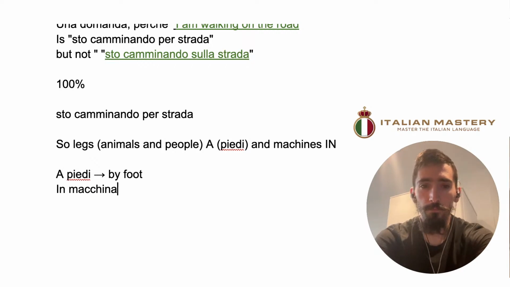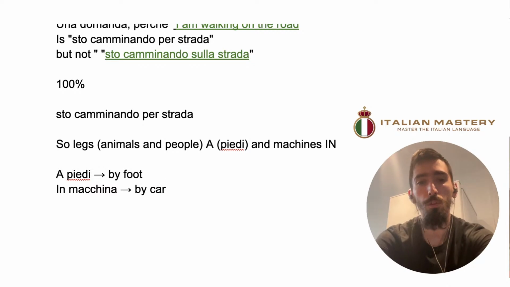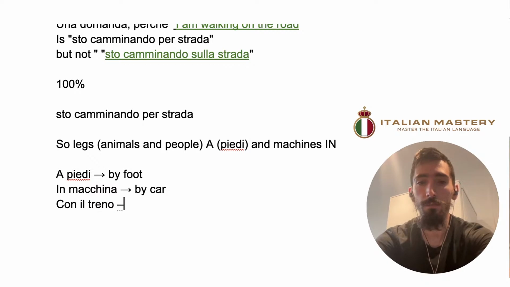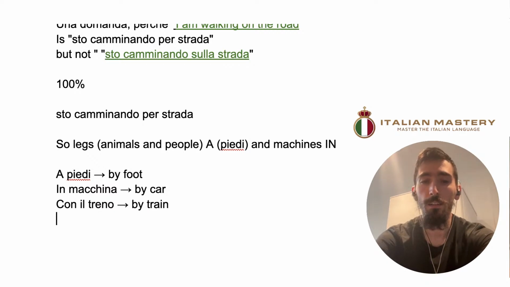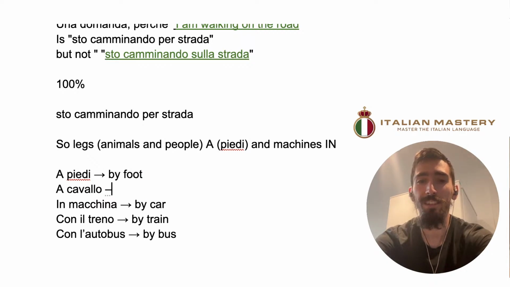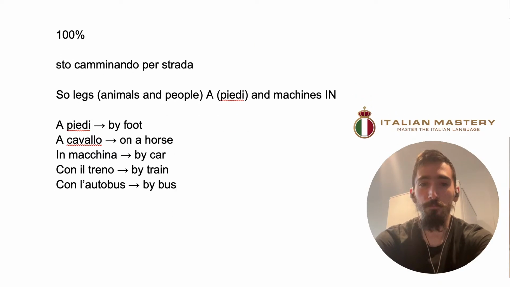In macchina, by car. Con il treno, col treno. Vado col treno. Yeah, con il treno. By train. Con l'autobus. By bus. By bus, a piedi, a cavallo. This is not very common, but yeah, on a horse, on horseback.